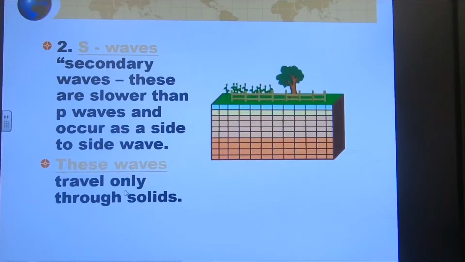These waves only travel through solids. So for example, if the earthquake occurred right here on this fault line, the P waves would shoot off and keep going. The S waves would come a bit slower, but they'd go through as well. But if there was water here, the P waves would keep going, the S waves would stop. They do not go through liquids. They're too slow. When they hit the liquids, they dissipate.